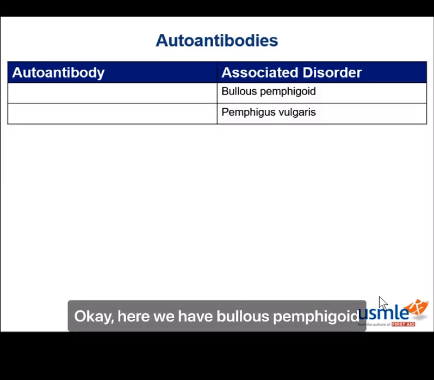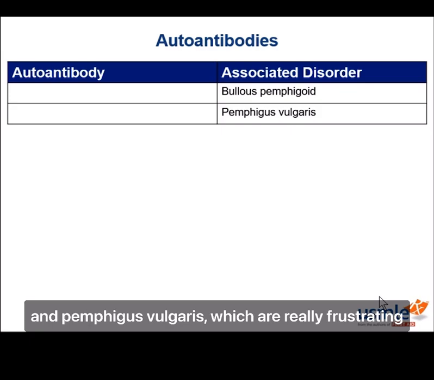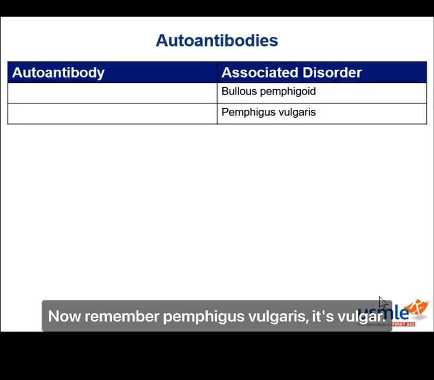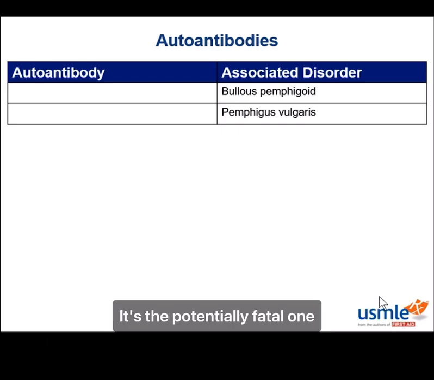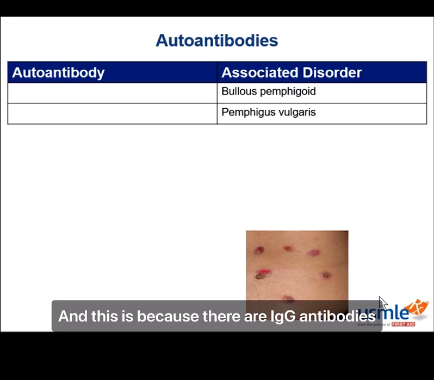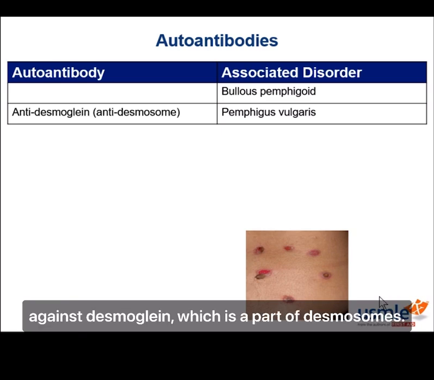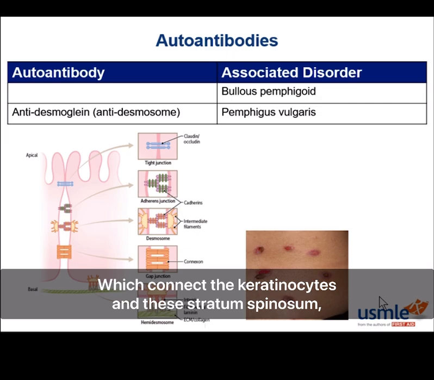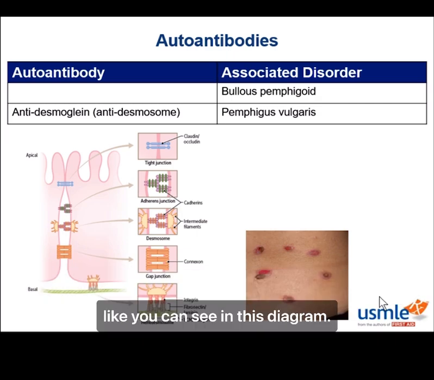Okay, here we have bullous pemphigoid and pemphigus vulgaris, which are really frustrating because they get mixed up a lot. Now remember, pemphigus vulgaris, it's vulgar. It's the potentially fatal one with flaccid intraepidermal bullae, like you could see here. And this is because there are IgG antibodies against desmoglein, which is a part of desmosomes, which connect the keratinocytes in the stratum spinosum, like you can see in this diagram.